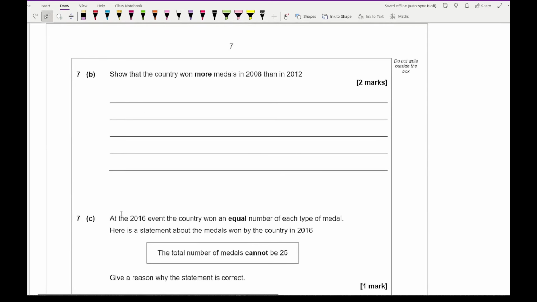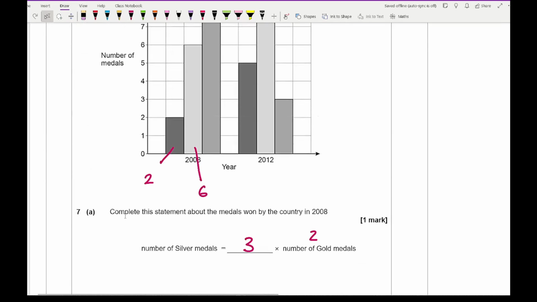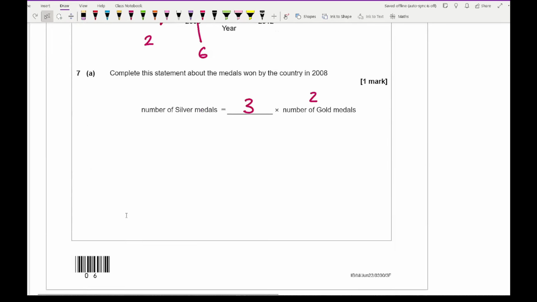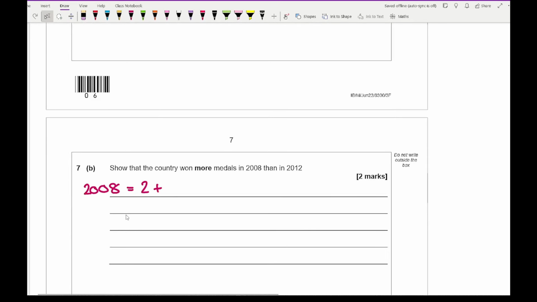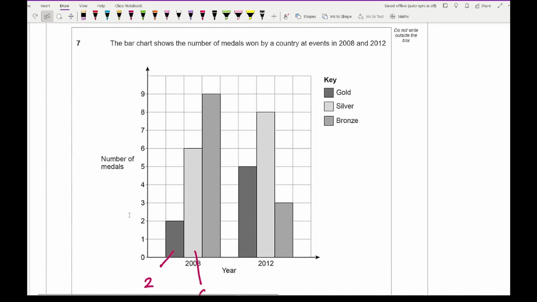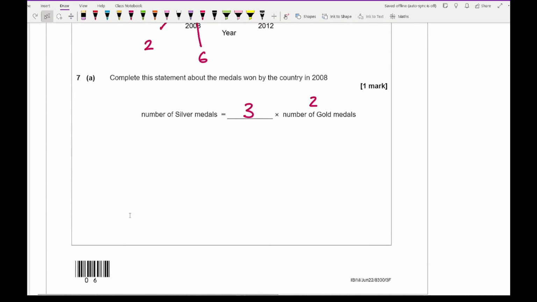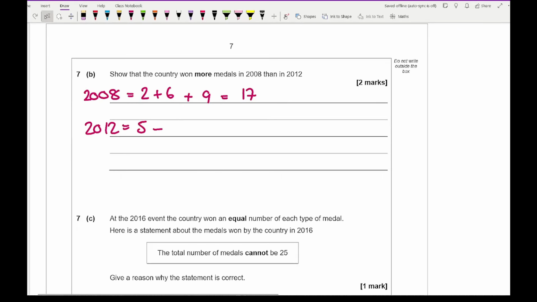Then moving on to 7b, it says show that the country won more medals in 2008 than it did in 2012. So in 2008, if we add up the total, that's going to be 2 plus 6 plus 9, which gives me a total of 17. And in 2012, it's going to be 5 plus 8 plus 3, which is 16.